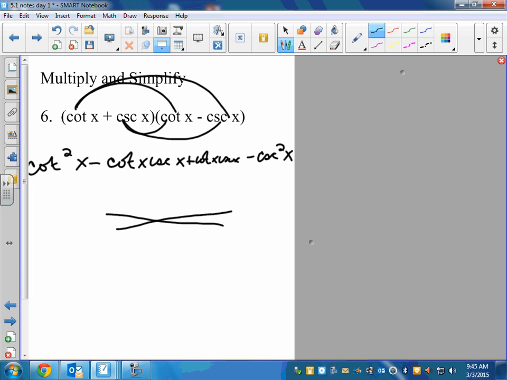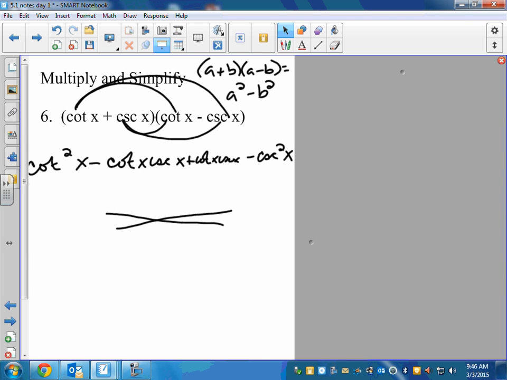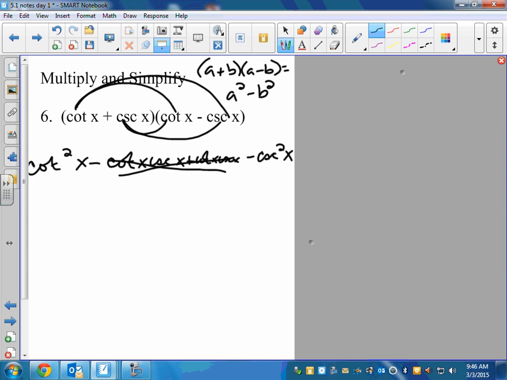Exactly. A plus b times a minus b will always just equal a squared minus b squared. So when it's the same thing in both parentheses, whether it's trig functions or numbers or letters, that middle term should always cancel out. So you're left with cotangent squared x minus cosecant squared x. Now they're squared. Now you can look at your Pythagorean identities and tell me if that equals something.